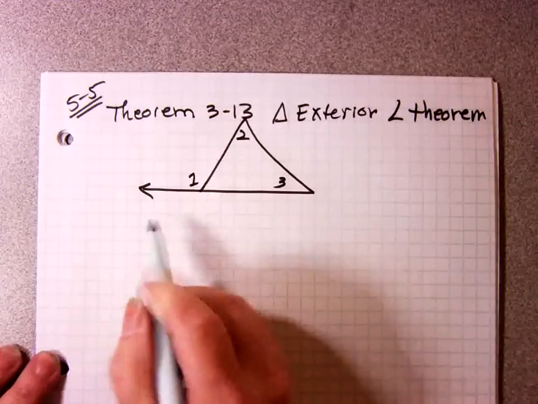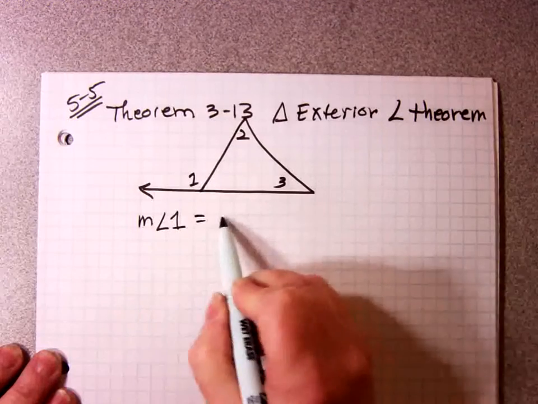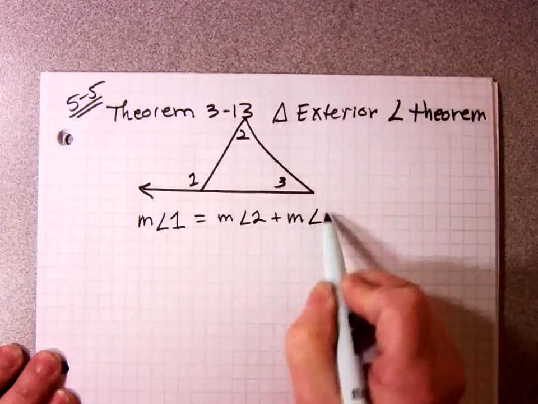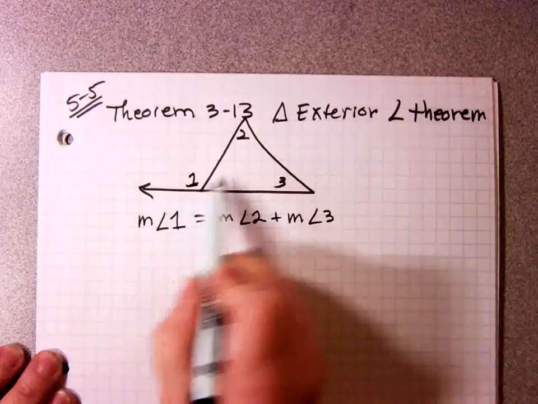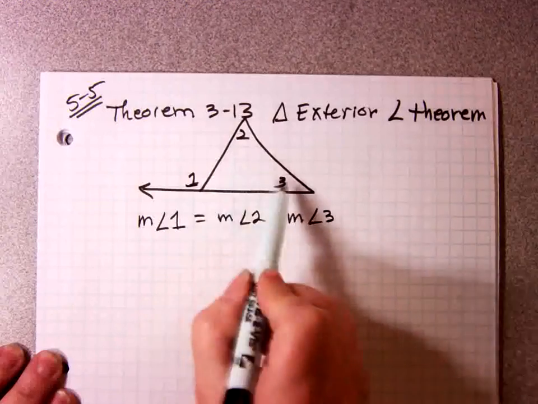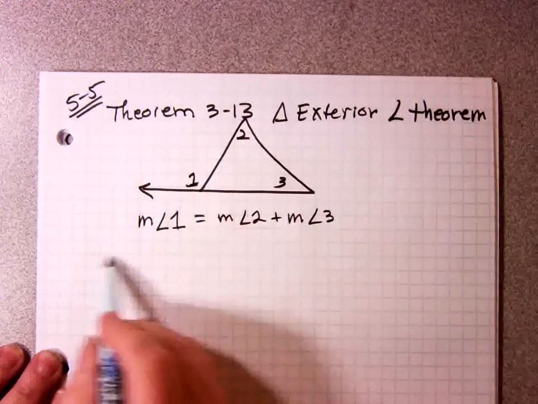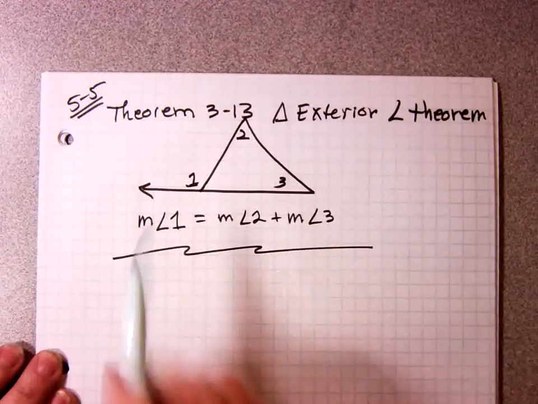It states that the measure of angle 1 is equal to the sum of the measure of angle 2 plus the measure of angle 3. Hopefully some of you remember that. Exterior angles, two remote interior angles, the sum of them equals the exterior angle. Okay, you don't need to write that.